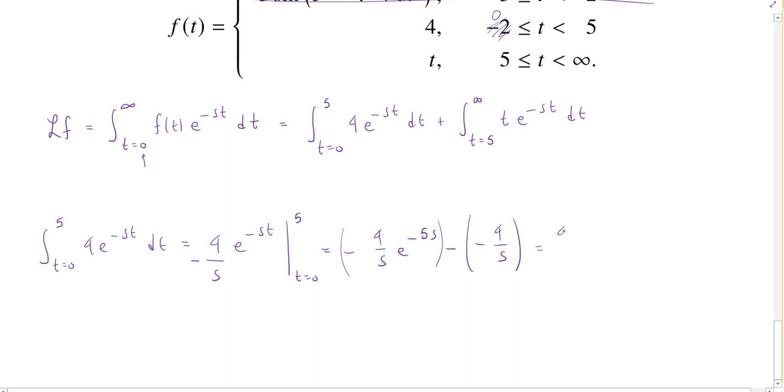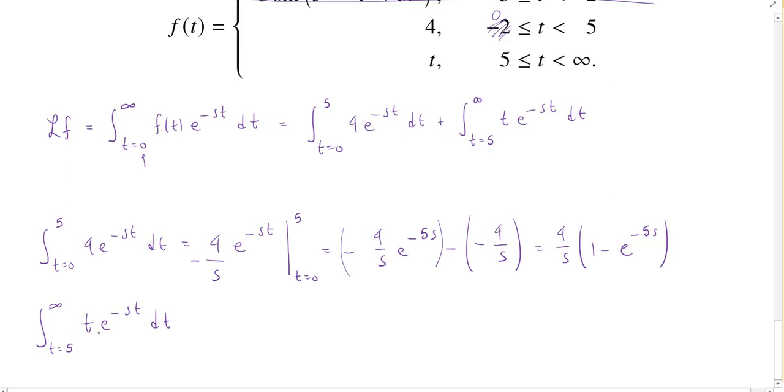So in total, it looks like I get a 4 over s in both of these terms. I could pull that out. This was minus, that actually was a +1. So what do I get? I get 1 minus e to the -5s. So that's what this first bit is going to be. And what about the second bit? We're going to integrate from 5 to infinity te to the -st.